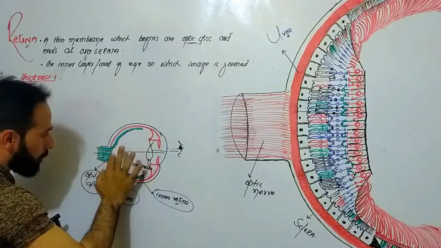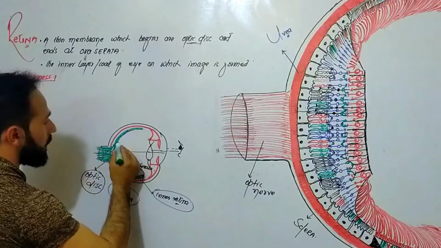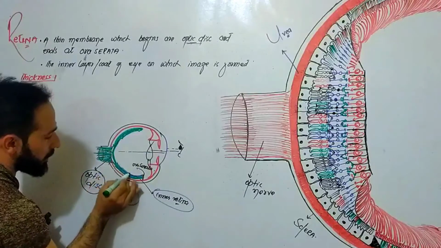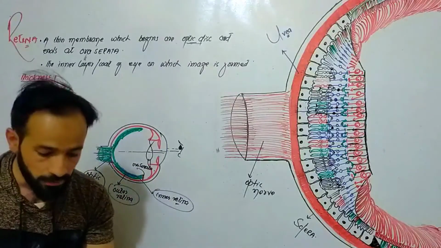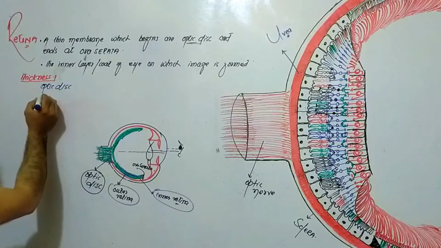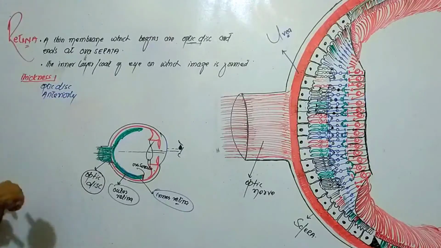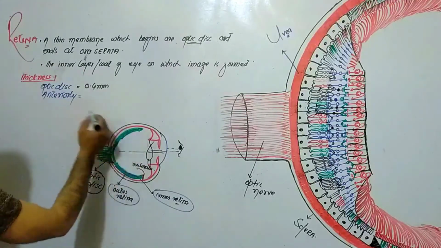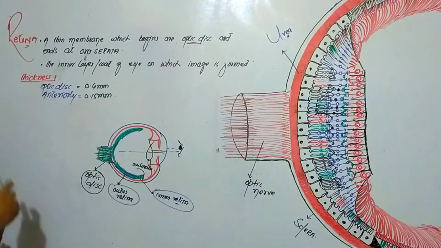Here at the optic disc, the thickness of your retina is a little bit narrower than the thickness anteriorly. When you go anteriorly, its thickness increases, right? But at the optic disc, it is very thin. So the thickness at the optic disc is less, and anteriorly it becomes more. Let's write it here: thickness at the optic disc is 0.4 millimeter and the thickness anteriorly is 0.15 millimeter. Right friends, this was about the thickness.